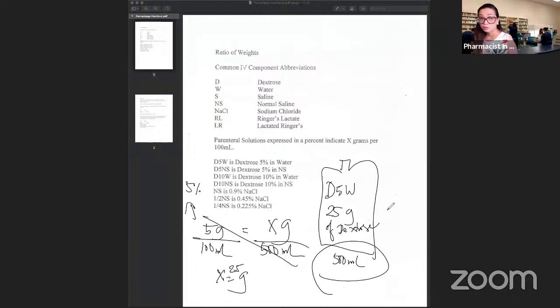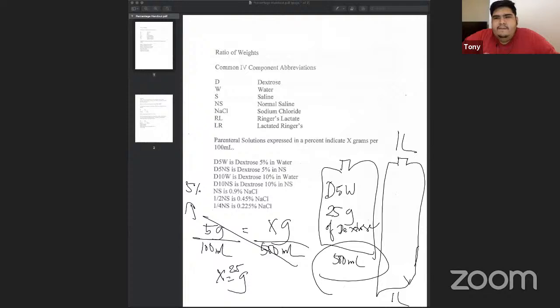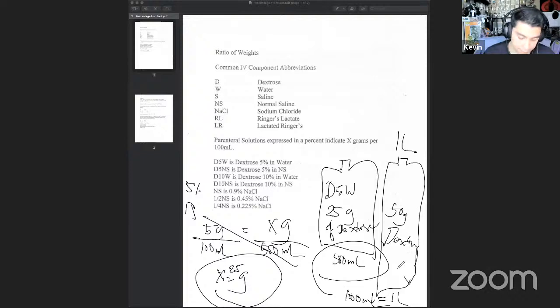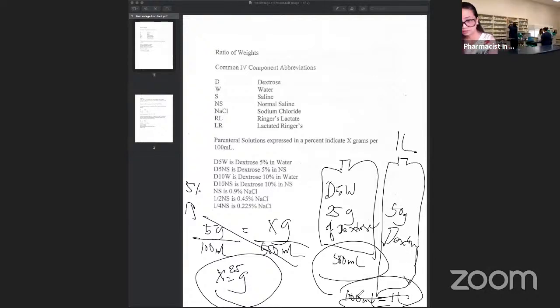That clear? What if the given is 1 liter? How are we going to do this? This IV bag is bigger. 1 liter. What did I say? First thing you do is convert it to milliliters, and a liter is 1,000 ml. So this becomes 1,000 ml. And then proceed with your ratio and proportion. Without a calculator, just in your head, you know that 500 ml times 2 is 1,000. You double the solute, which means this IV bag will have 50 grams of dextrose in this 1,000 ml solution. You follow? Okay.